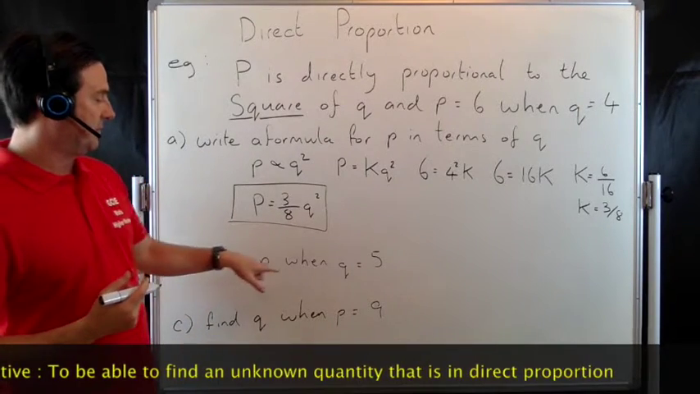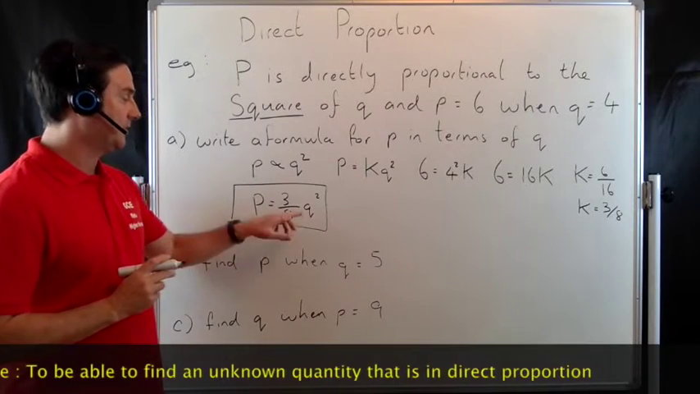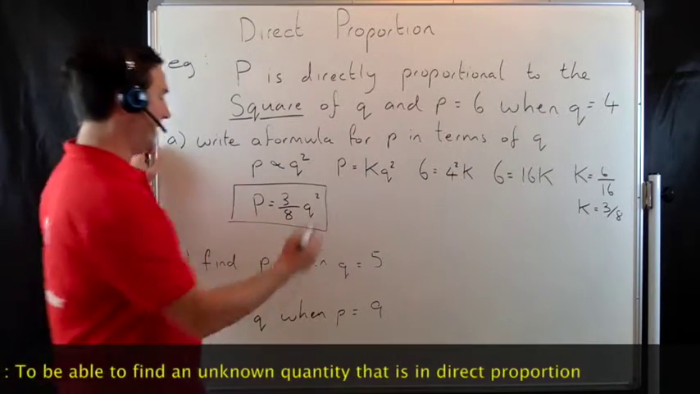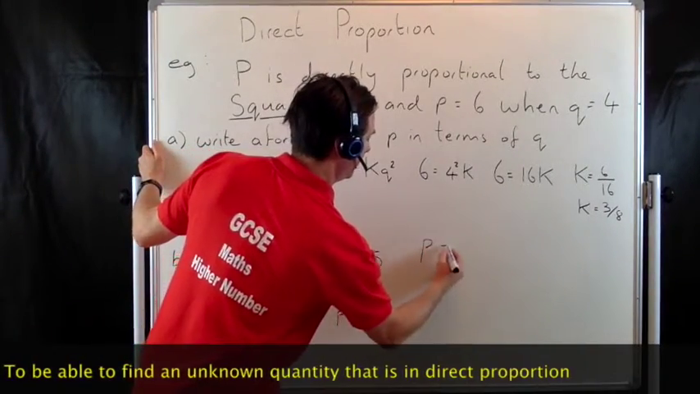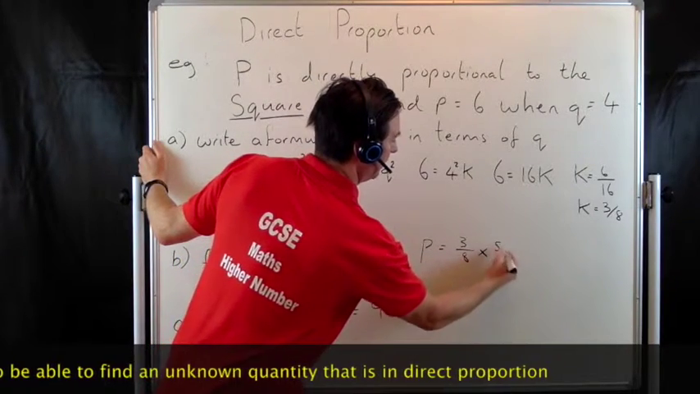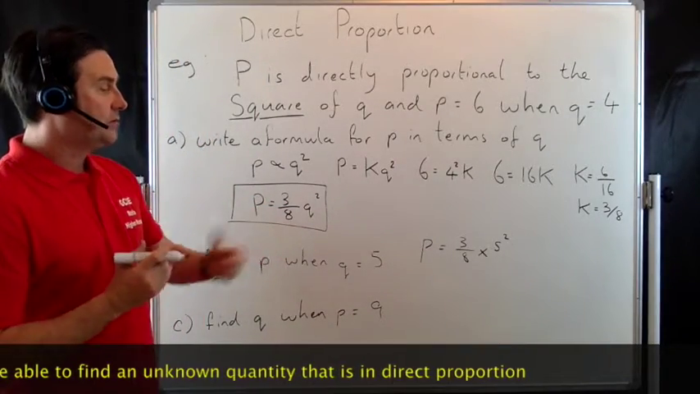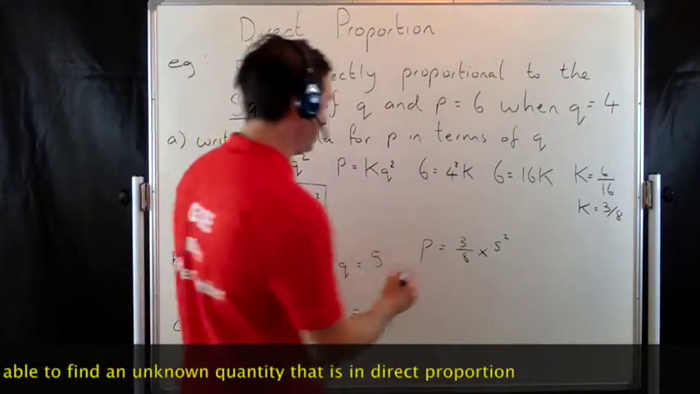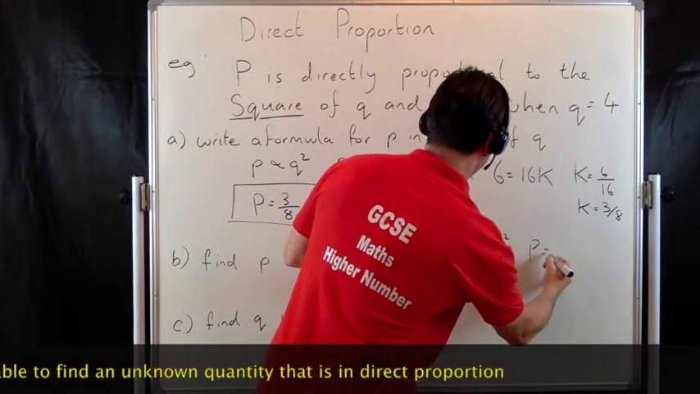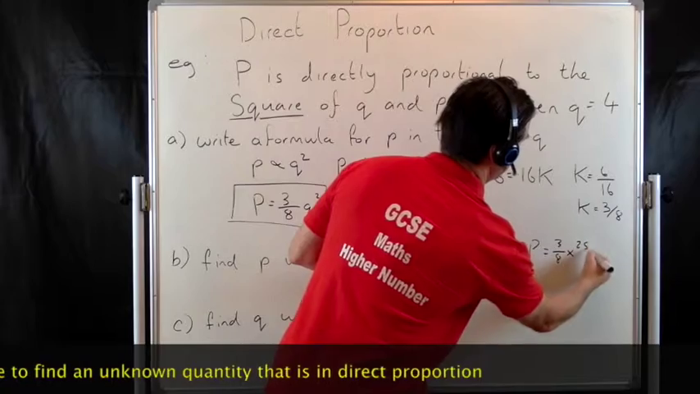Part B, find P when Q equals 5. So all we need to do now is replace Q with 5. So we get P equals 3/8 times 5 squared. Remember the squared, which is 25. So for this one, P is going to equal 3/8 times 25.